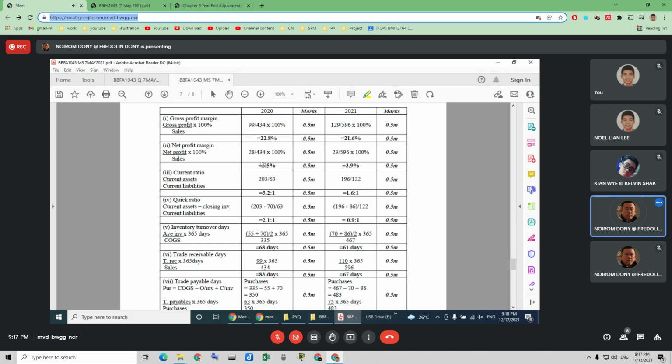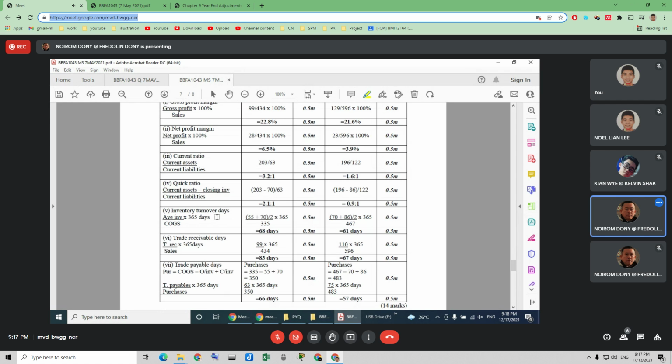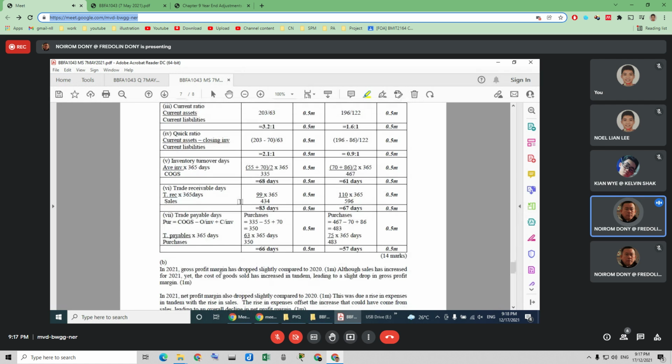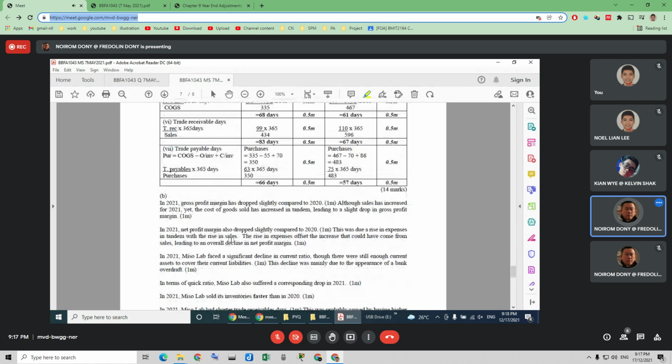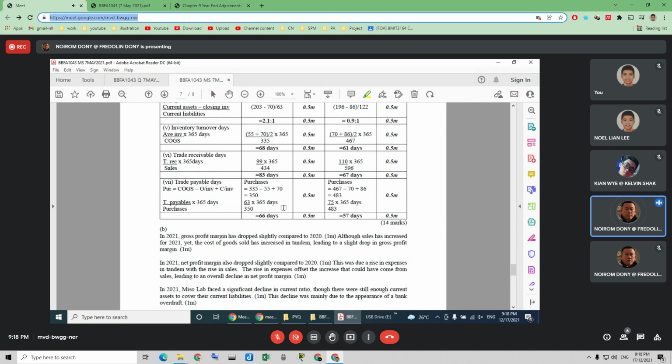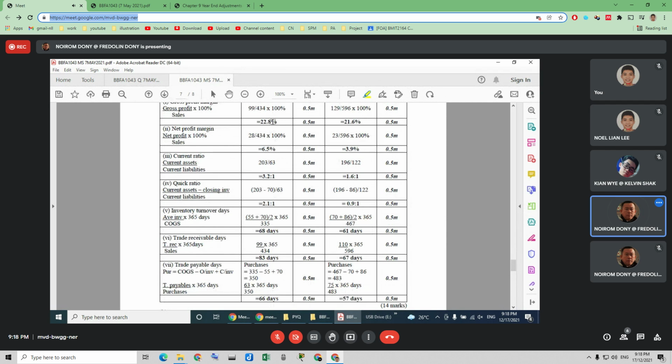Now, how to calculate? I think you have no problem, isn't it? Getting the figure also no problem. But the only problem will be the comment. So if we look at the comment, you have to compare this one with the calculation, and then you do the comment.